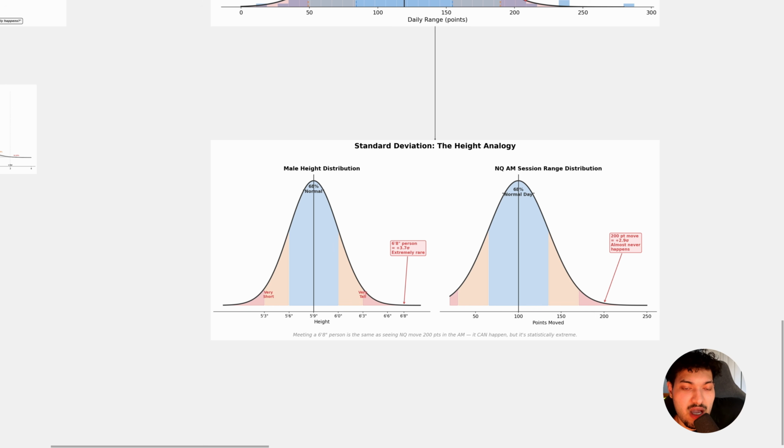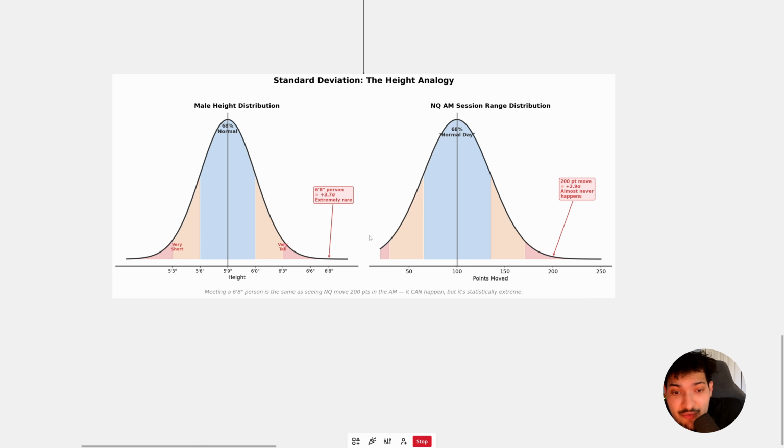Now, I want you to think about this same principle on the NASDAQ. If NQ's average move in the AM session is 80 points, and it's already moved, let's say, like 200 points by like 10:30, that's like meeting a 7-foot tall person. It can happen, but statistically, that move is almost certainly done expanding. This is what real mathematical standard deviation shows you, right? Not just, oh, here's a level, and let's draw an extension from a random swing leg. It tells you here's the probability that this move keeps going.